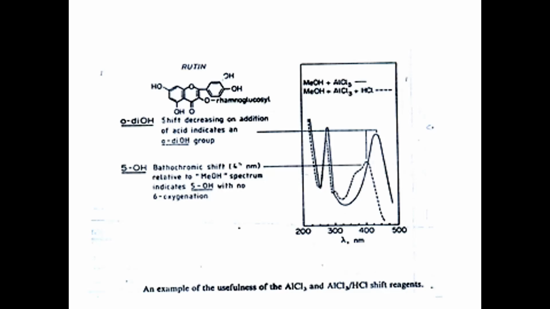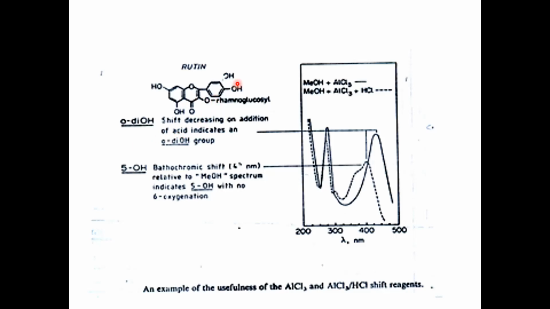The UV lambda max of the flavonoid molecule in ethanol, in addition to the effect of some shift reagents, can be used to know the location of hydroxyl groups on the flavonoid nucleus. For example, you have the rutin, a pentahydroxyflavone with a sugar residue at the hydroxyl group attached to carbon number 3.